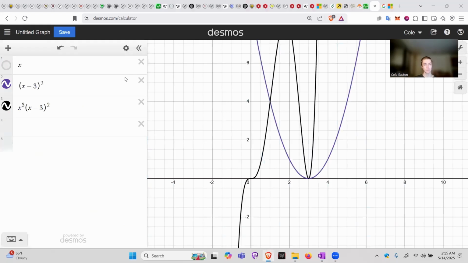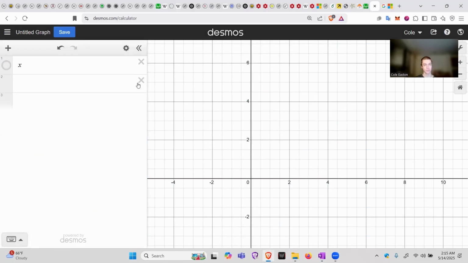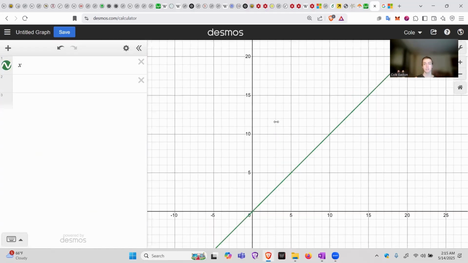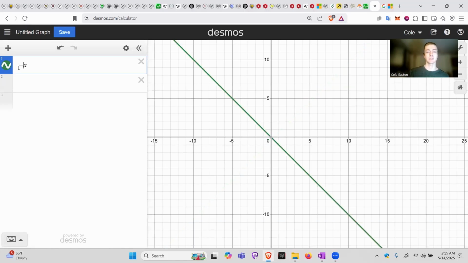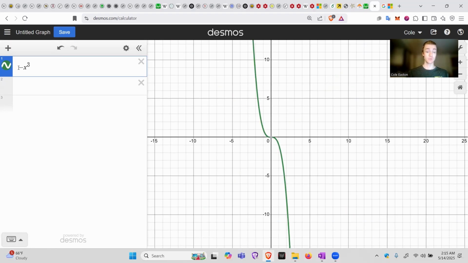End behavior. So let's go back to Desmos. Desmos is a fantastic tool. The graph of x looks like this. As we approach positive infinity, as we walk to the right, our function rises. People like to say it rises to the right, falls to the left. That's fine, I think it's pretty informative. If I had negative x, it falls to the right, rises to the left. And same thing with x cubed, same thing with x to the 5th. In terms of end behavior, every odd power function is going to be the same.